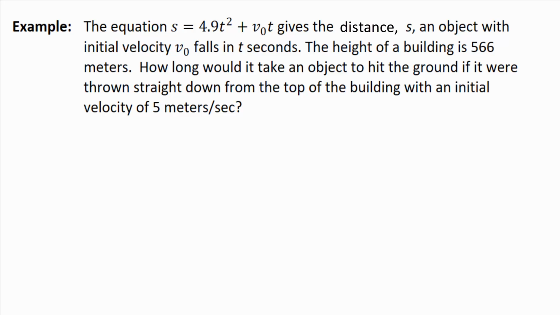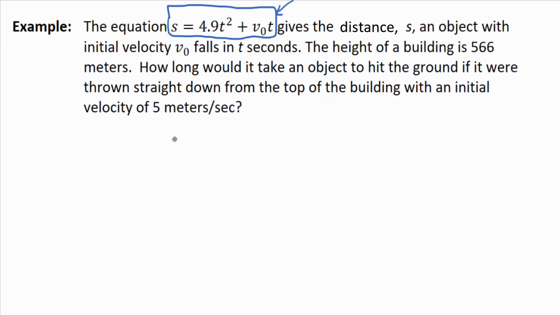T stands for time. The height of a building is 566 meters. How long would it take an object to hit the ground if it were thrown straight down from the top of the building with an initial velocity of 5 meters per second? So you're given this. You're allowed to use this equation. Good news. You don't have to figure this out yourself. When you get to calculus, you can derive this equation. But we do need to fill it in.